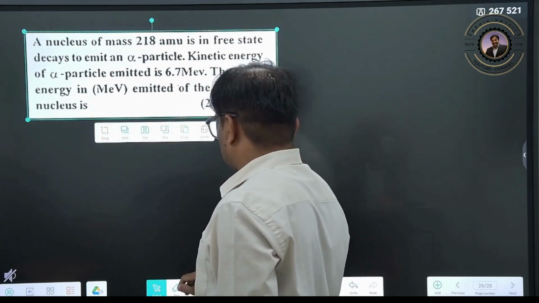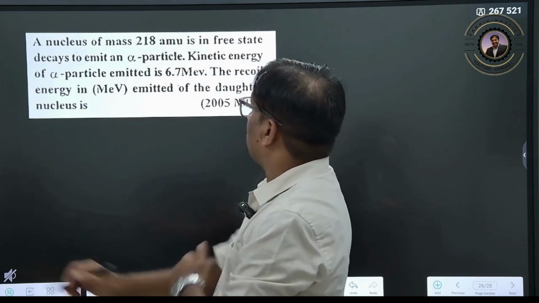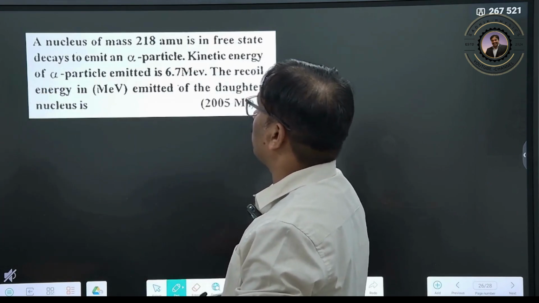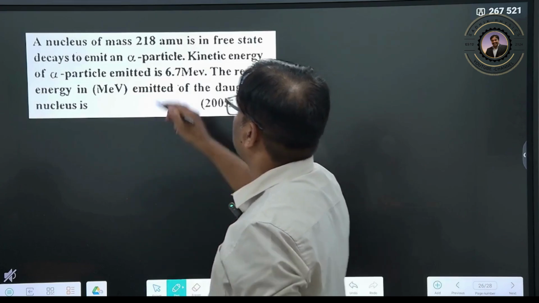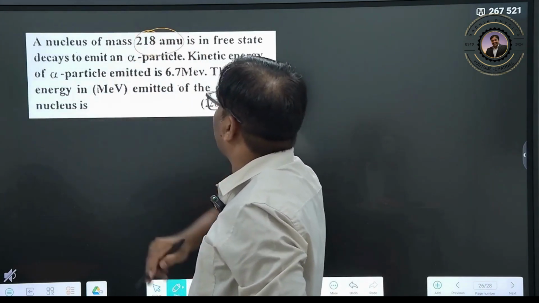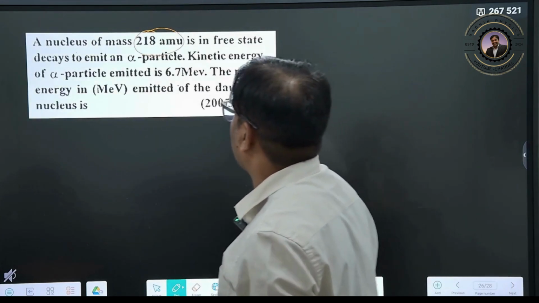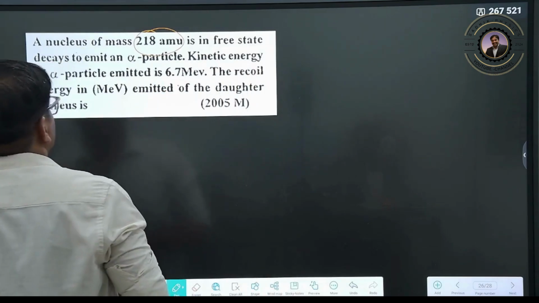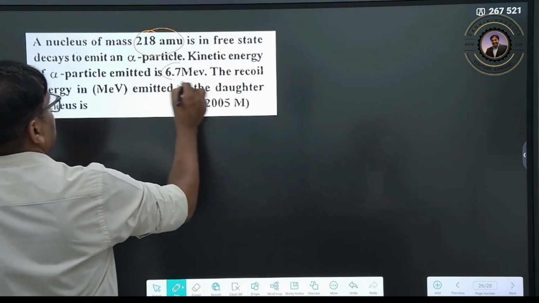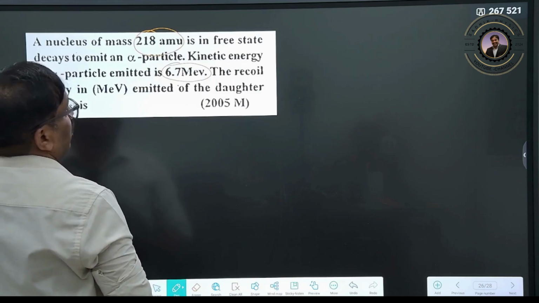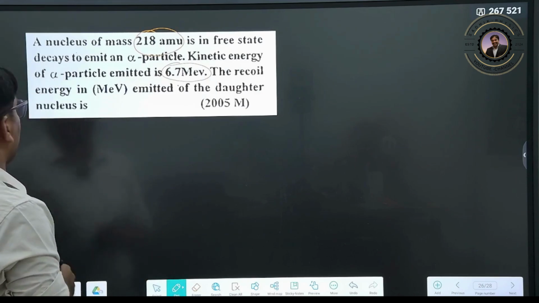Okay, this question is not that clear, so I will tell you. There is a nucleus of mass 218 AMU in a free state. It decays by emitting an alpha particle. The kinetic energy of the emitted alpha particle is 6.7 mega electron volt. We need the recoil energy of the emitted daughter nuclei.